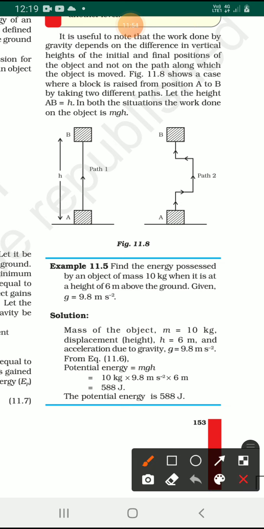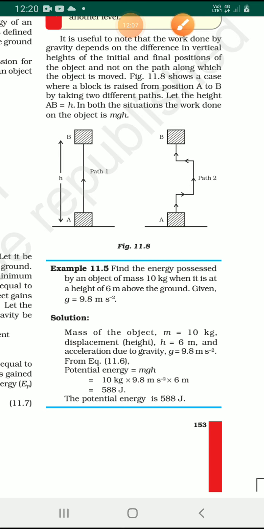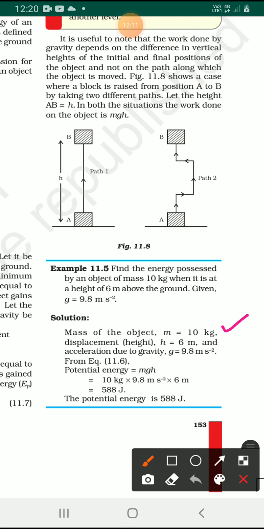Next we can see one small problem which is very simple. Find the energy possessed by an object of mass 10 kg when it is at a height of 6 meters. Gravitation is 9.8, we know that. First we write the given things. Mass of the object is 10 kg. Displacement, in the case of potential energy, is the height, so height is 6 meters. Acceleration due to gravity, small g, is 9.8.